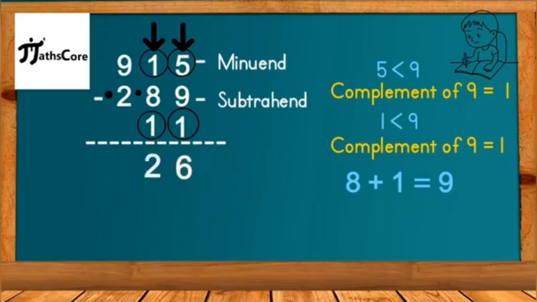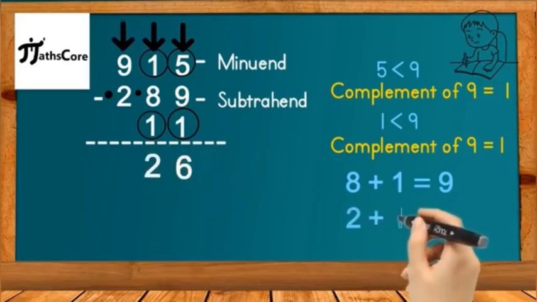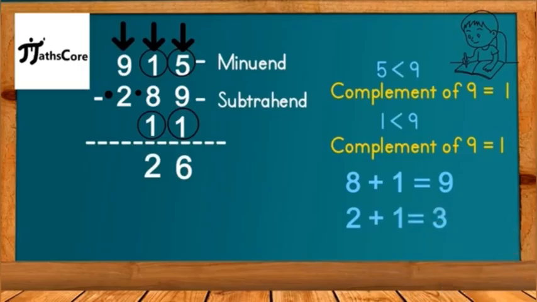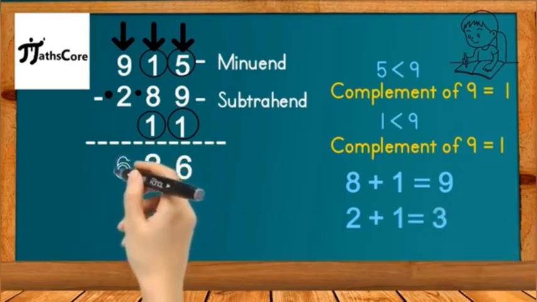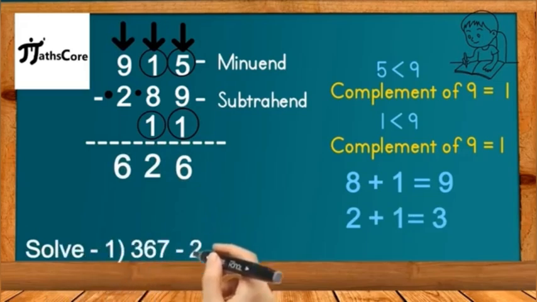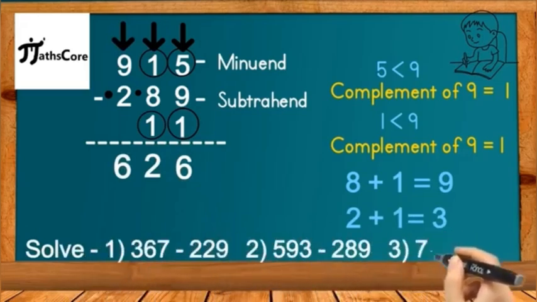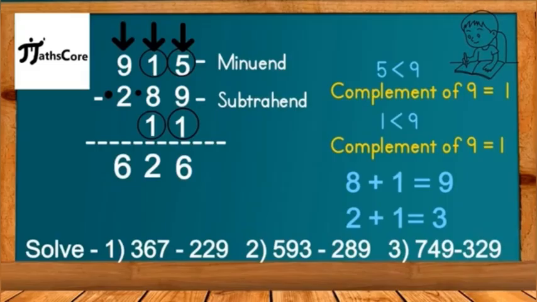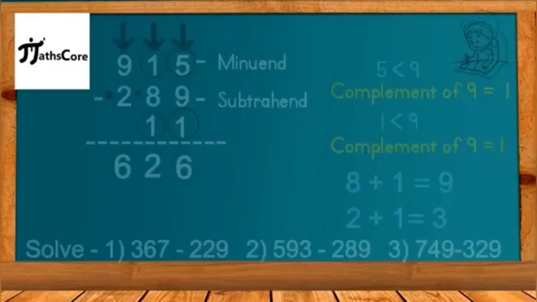Now come to the 100 place. Here dot 2 is given. Dot 2 means what? 2 plus 1 is equal to 3. Now subtract this 3 from 9. So 9 minus 3 is equal to 6. In this way we will get the answer 626. So you can solve 3-digit numbers by using the Vedic Math method. Some examples are given here. You can solve these examples and mention your answer in the comments.